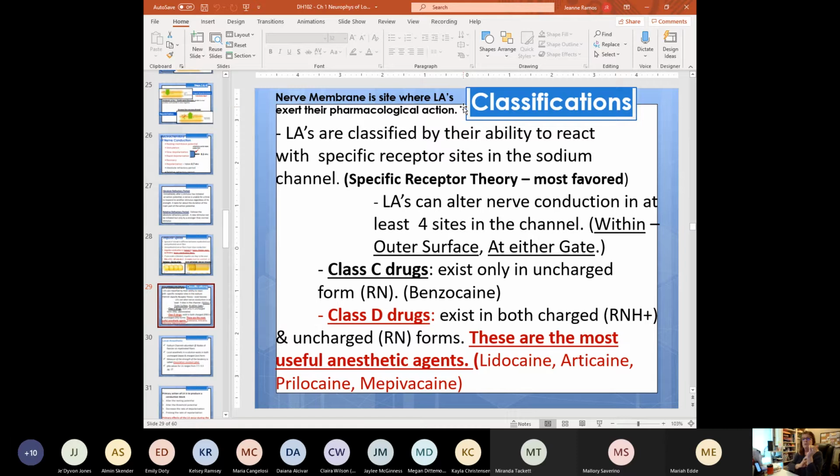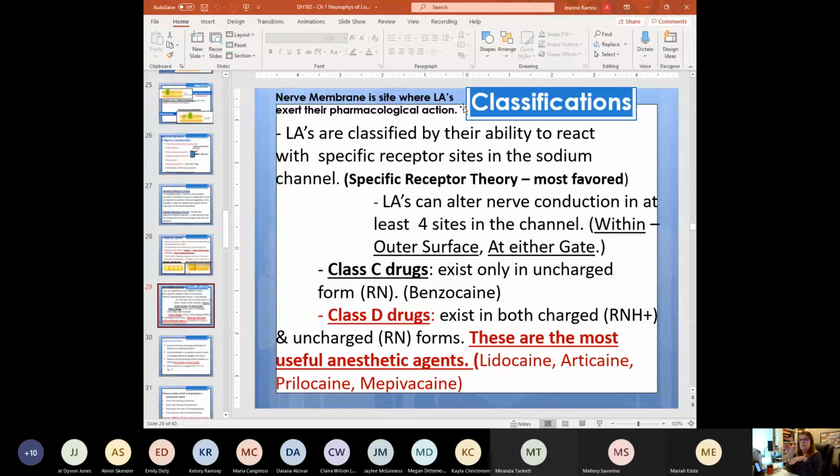Okay, so if you get a question like that, that is the nerve membrane of a node of Ranvier, only your question may not have all those parts. It does exert its action on the nodes of Ranvier, on the actual membrane on the outside. That's what starts the whole numbing. So they're classified by their ability to react with specific receptor sites in the sodium channels.